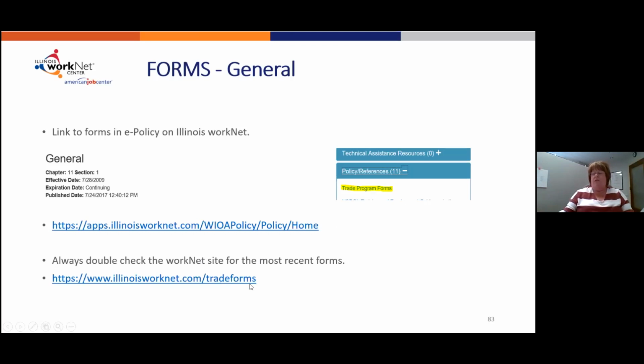This should take you to the same site. This is if you go to the policy portal, where you can just go directly to here.